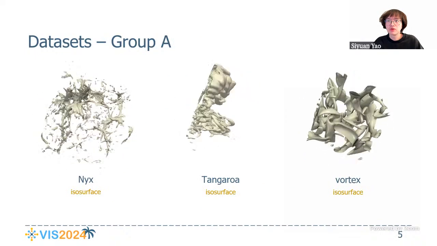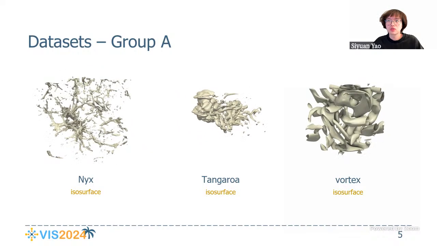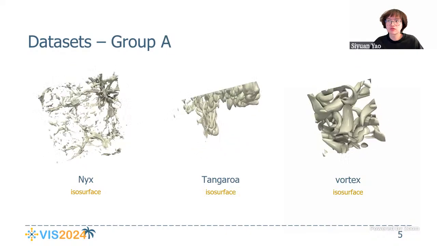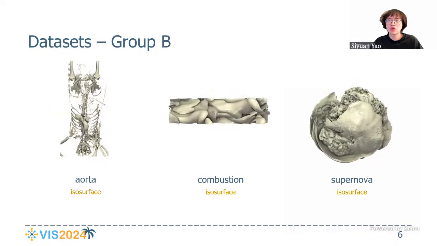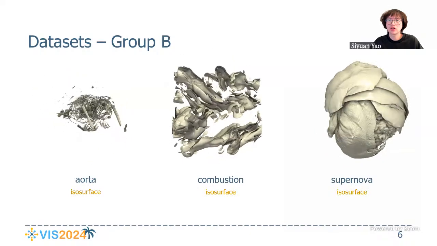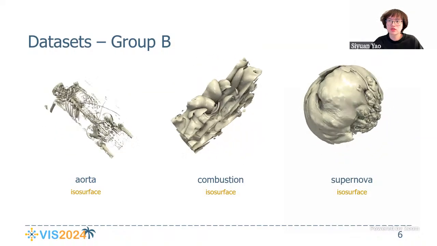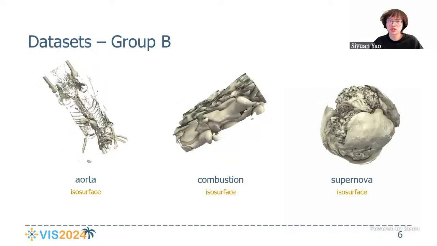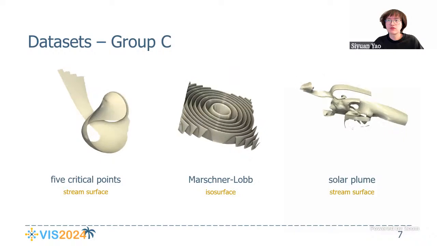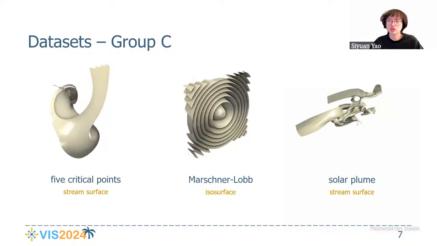We prepared 3 datasets for each group of methods. The first group uses Nix, Tangaroa, and Vortex. These are all isosurfaces of volume data. The second group has Iota, Combustion, and Supernova. These are more complex surfaces, evaluating closed surface methods for reconstruction of finer details. And the third group contains 5 Critical Points, Martian Lob, and Solar Plume. These are all open surfaces with clear edges.